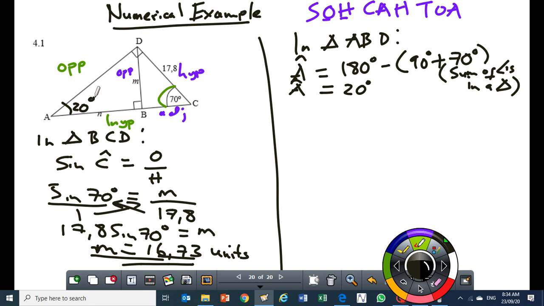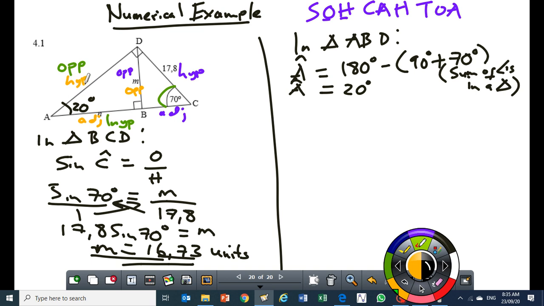Once you know that angle, it becomes a piece of cake. Because when you identify your side, with reference to angle A, BD becomes the opposite side. And AB, which is N, becomes your adjacent side. And obviously this side becomes your hypotenuse.